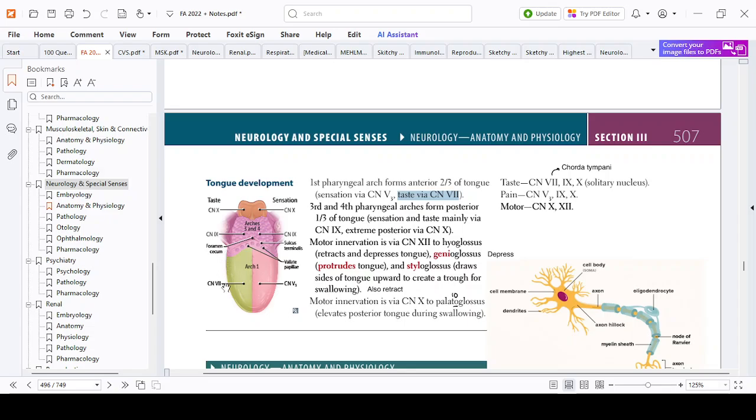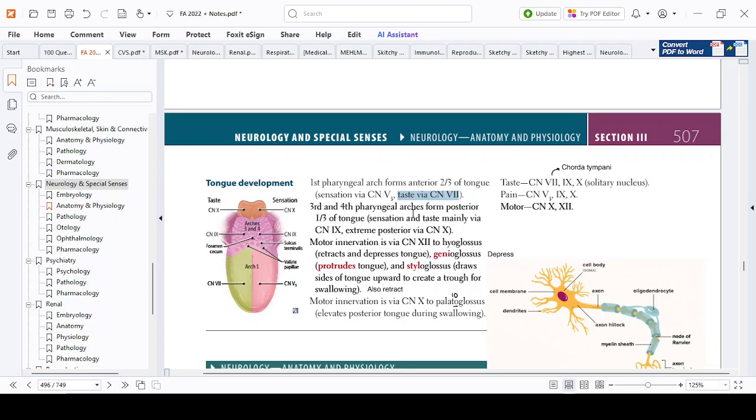If you look at this diagram, in the anterior 2/3, the taste sensation is by the chorda tympani, a special sensation, while the general sensation is by the mandibular division of the trigeminal nerve. In the posterior 1/3, both general and special sensation is carried by the glossopharyngeal nerve, and the root of the tongue sensation is carried by the vagus nerve. So remember this area and this area, the tongue supply.